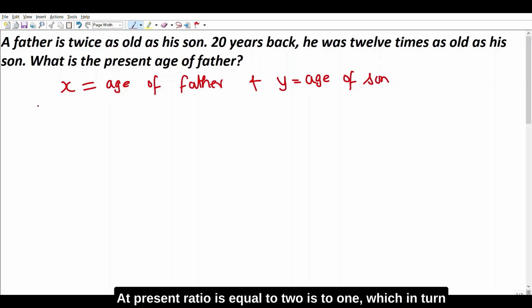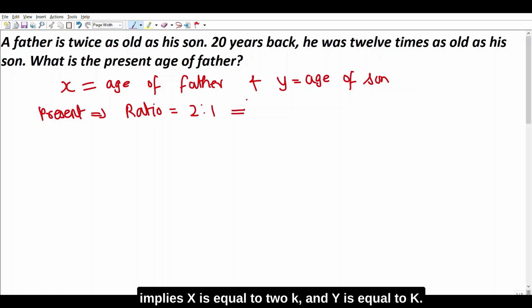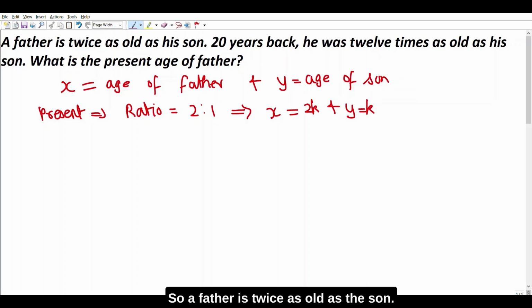At present, ratio is equal to 2:1, which in turn implies x is equal to 2k and y is equal to k. So a father is twice as old as his son. Therefore, ratio is 2:1. X is equal to 2k and y is equal to k.